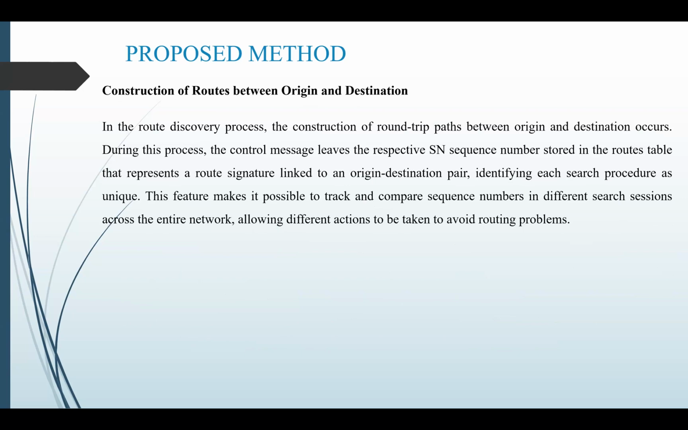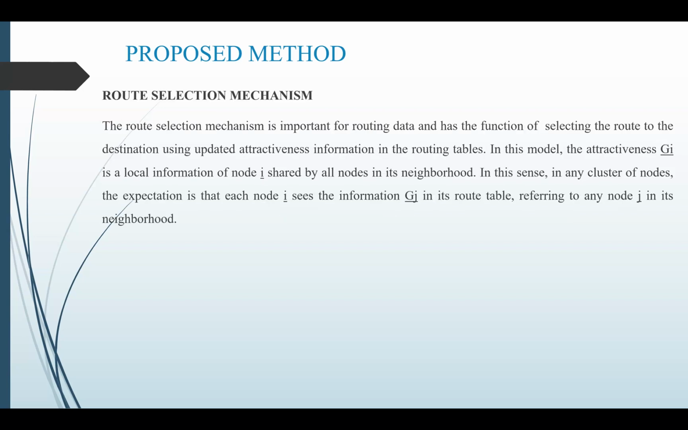Construction of routes between origin and destination. In this route discovery process, the construction of the round-trip path between origin and destination occurs. During this process, the control message gives the respective sequence number stored in the route table, which represents a route signature linked to an origin-destination pair, identifying each search procedure as unique. This feature makes it possible to track and compare sequence numbers in different searches.